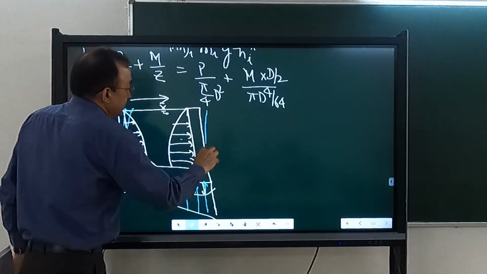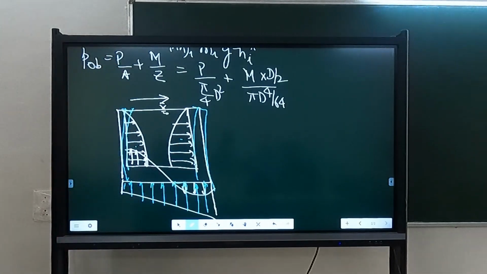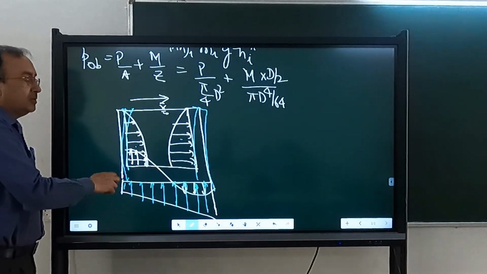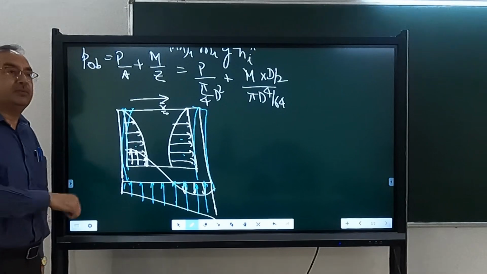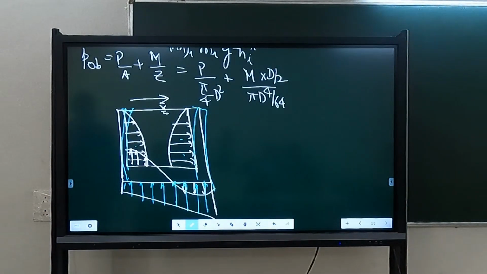This wall will also bend, and it will transfer that moment to the slab. So on the slab, the total overturning moment will be more than what is coming from the top. So pressure at the top will be less, and pressure at the bottom will be more.